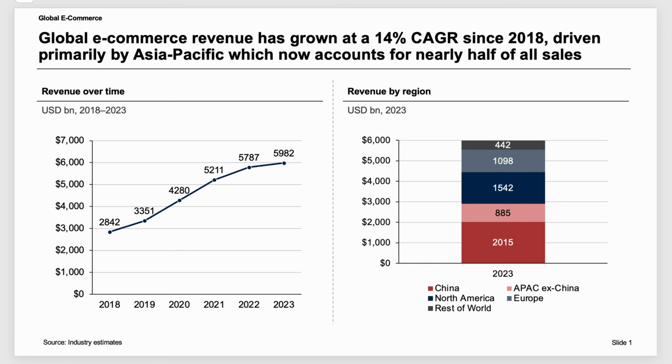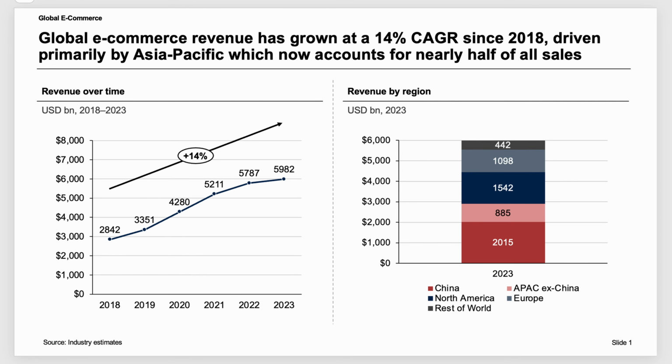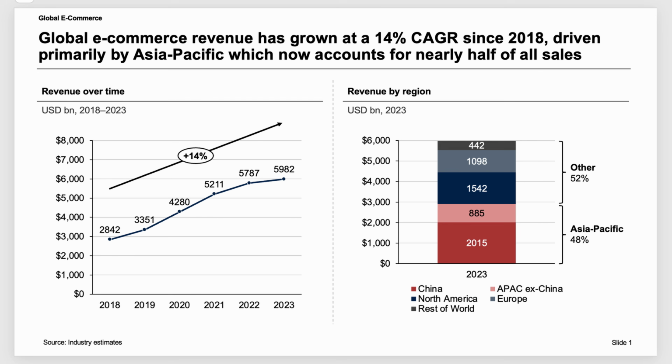So for example, the first chart is communicating a growth rate, so it should have a CAGR arrow like this, and the action title talks about Asia Pacific as a category, but the second chart splits that into China and Asia Pacific ex-China, so they need an aggregation annotation like this.